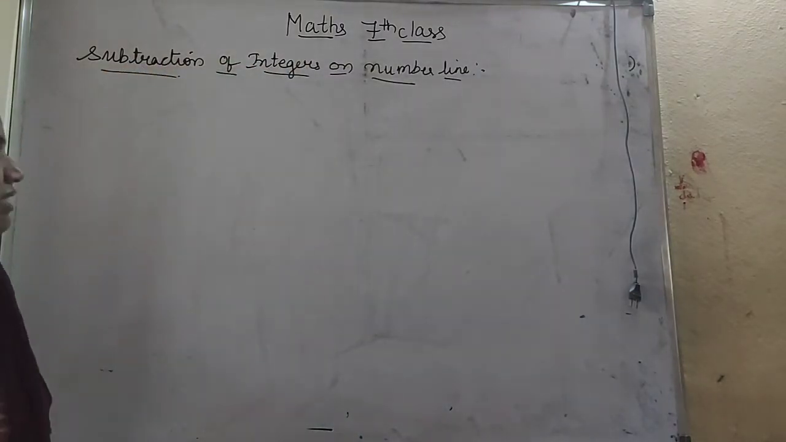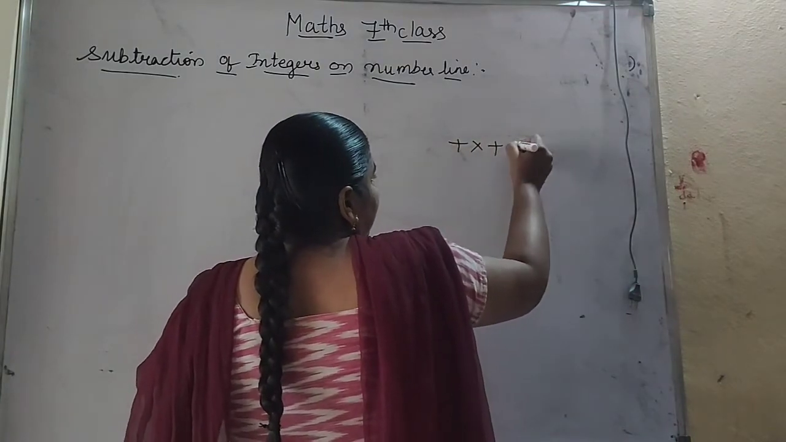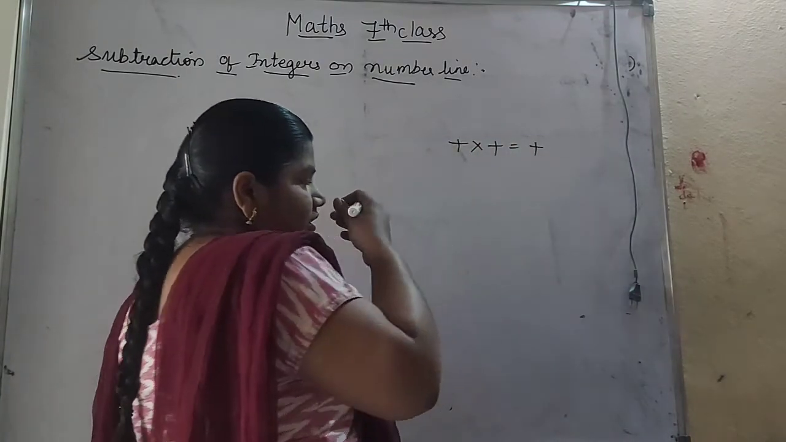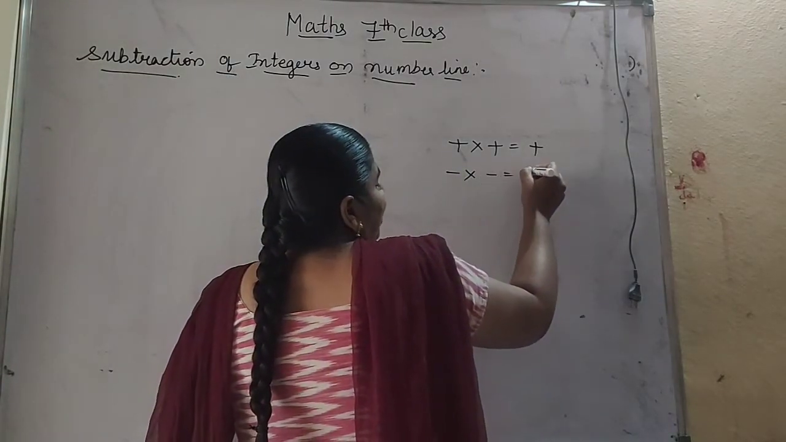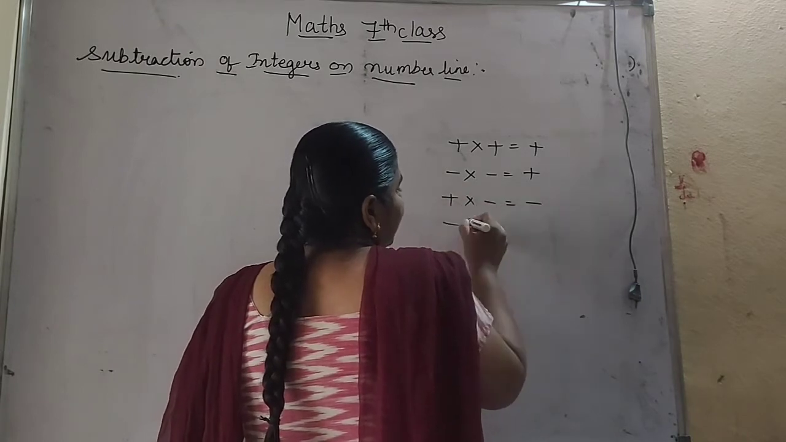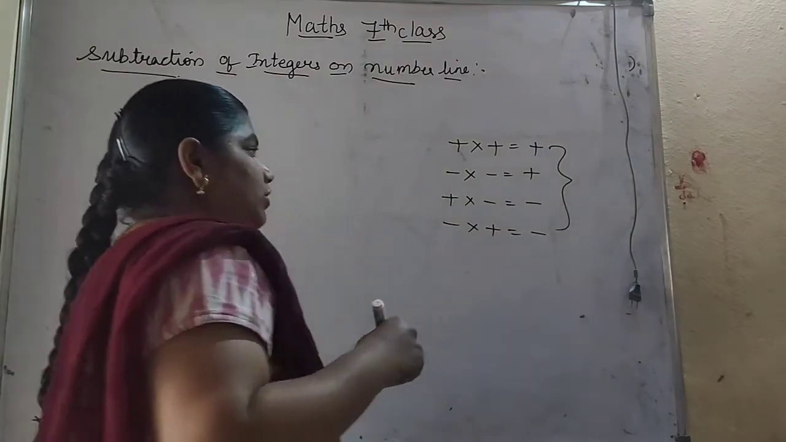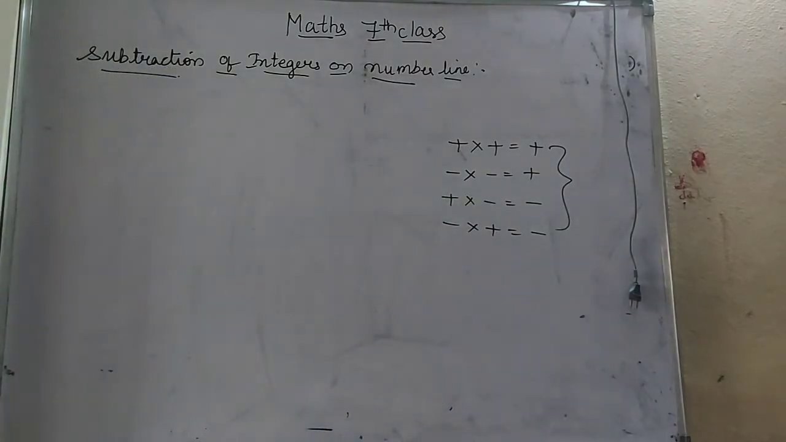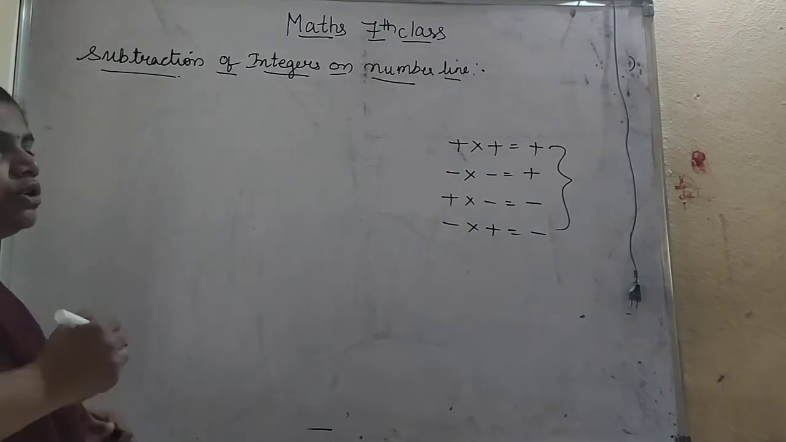So what are the basic operations? I told you, if you multiply two same signs, that will be positive. Plus into plus will be plus, minus into minus will be plus, plus into minus will be minus, minus into plus will be minus. So by using these operations we are going to solve our addition or subtraction of integers. Okay, so how to subtract the integers on a number line we will see.